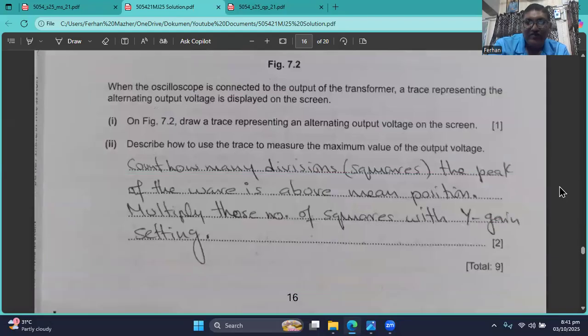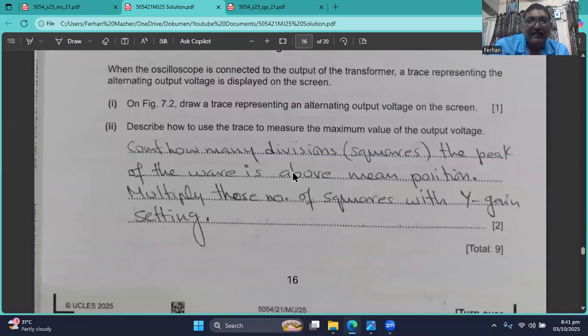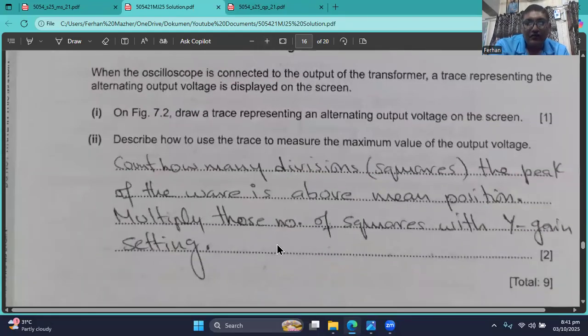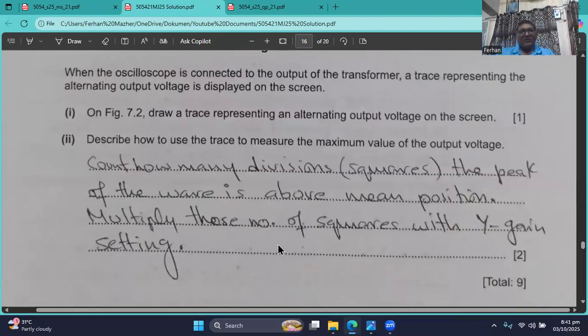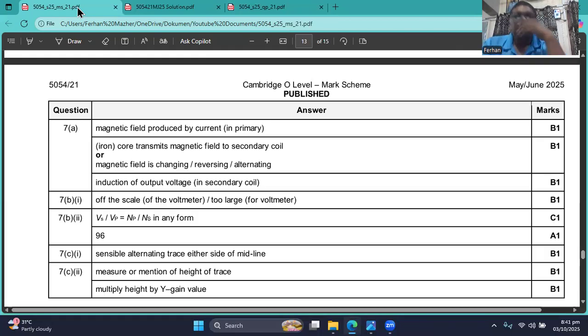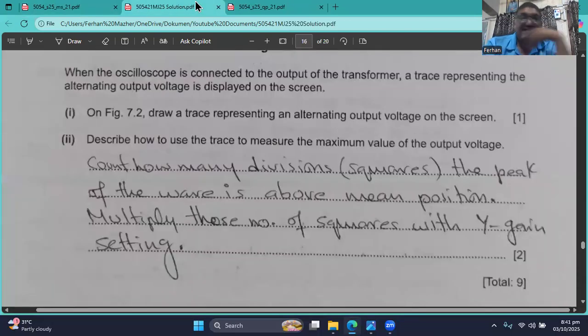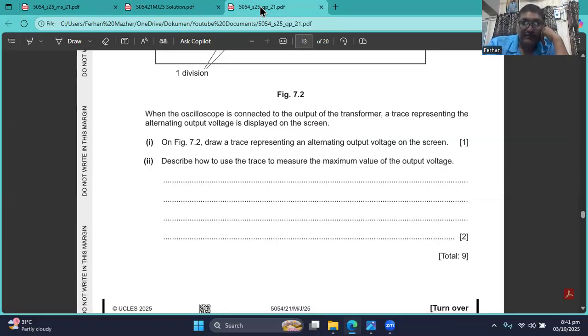I was trying to explain to you. The answer is that, we count how many divisions or squares the peak of the wave is above the mean position. Multiply that number of squares with the y gain setting. Y gain setting means the scale for the y-axis. This is my answer, sir.